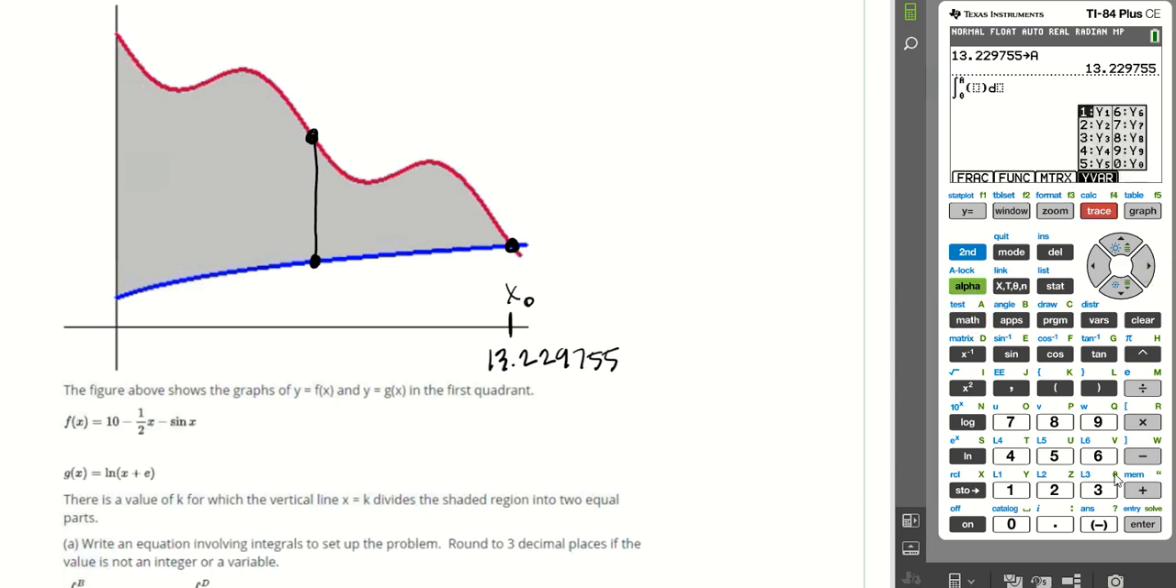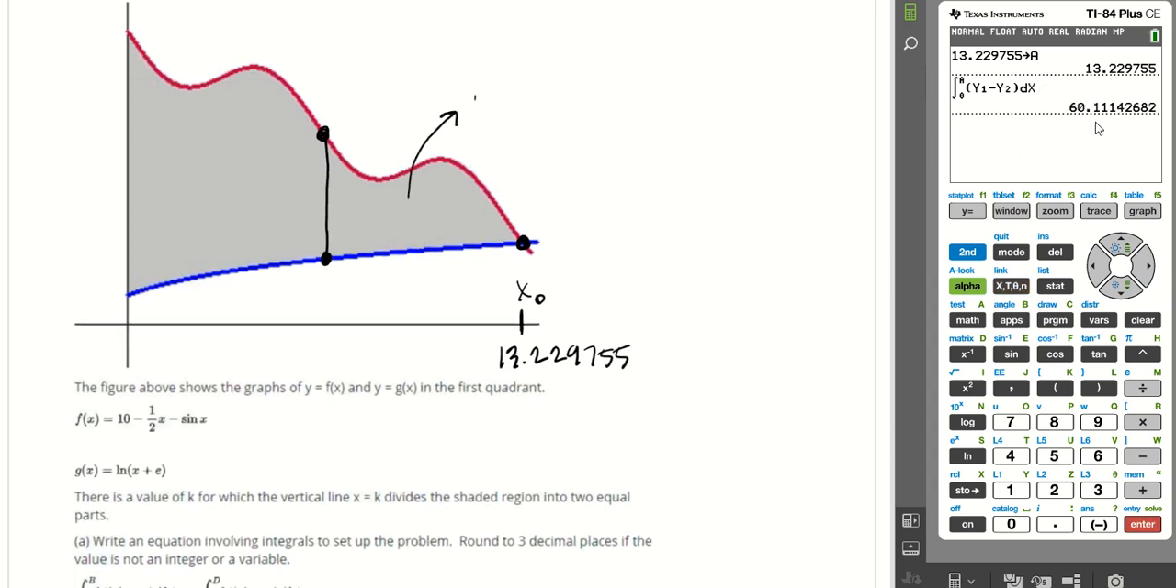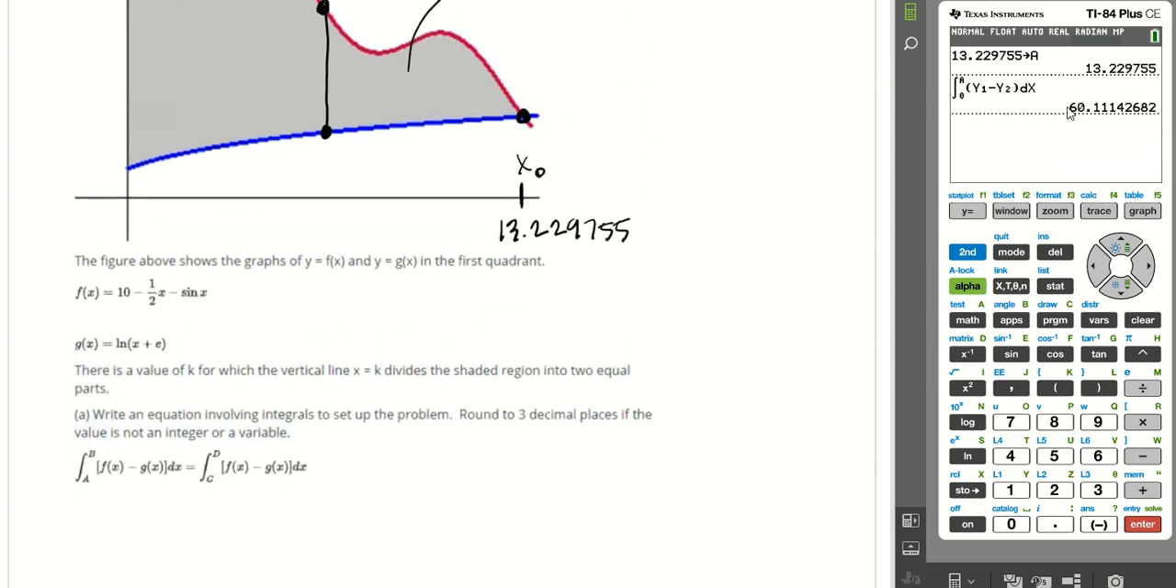I'm going to be integrating top minus bottom, which will be y1 minus y2 with respect to x. And that would be the first part: area equals 60.1114. I remember it said round to 4 decimals. I'm realizing that I did that so that it would kick back an error if you had rounded early on this number. I remember now. I was wondering why that one is 4 decimals and the rest of them aren't. Okay, so now it's moving beyond that.